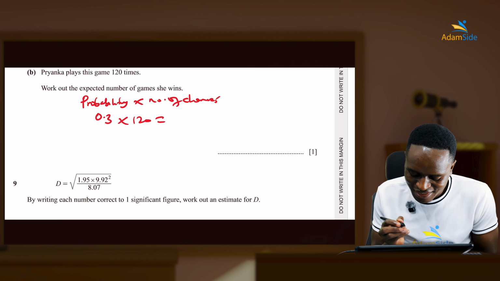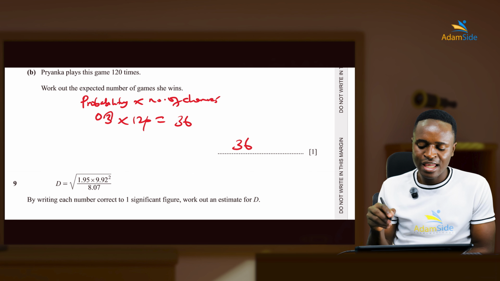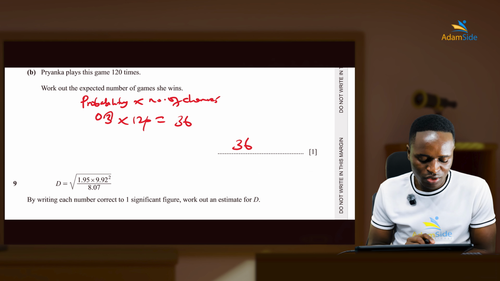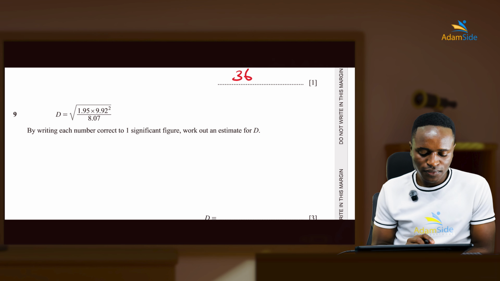How many times? Yeah, so you just say, when you multiply with decimal, obviously, this will go out, and then you say 3 times 12, 36. So Priyanka can be able to win 36 times out of 120 trials. Very good. Let's go to the next question.